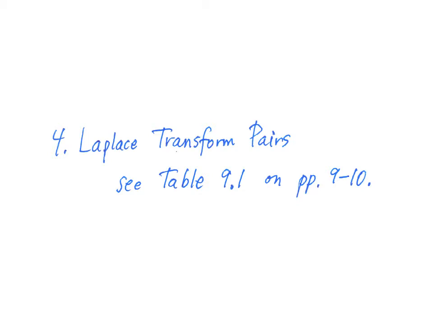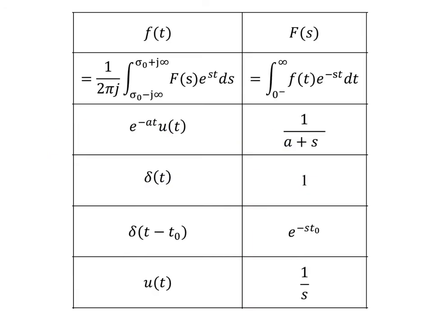So let's take a quick look at Laplace transform pairs that were in the Chapter 9 handout on pages 9 through 10. The left column is a time domain function, the right column is F of s, and the region of convergence is not mentioned. Why? Well, it's because all of these functions are causal. So, as I said previously, we may deduce the region of convergence from F of s.